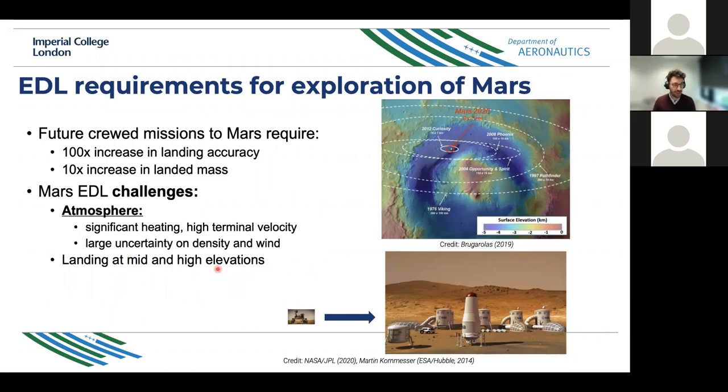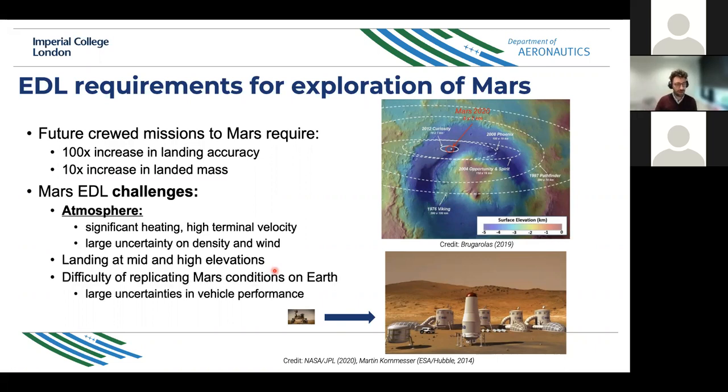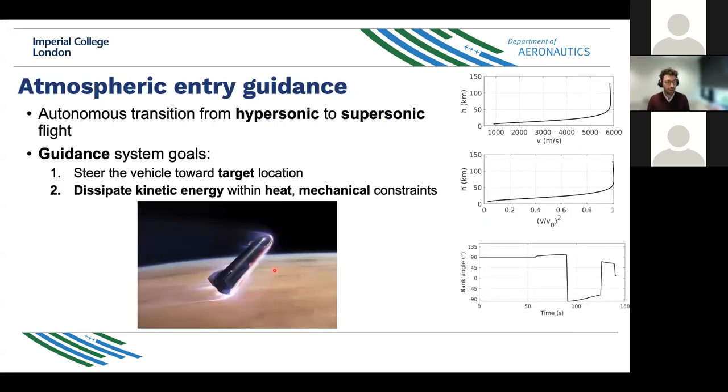Also, we would like to land in different regions of Mars at mid and high elevations, which hasn't really been done so far. This means that if you're higher up on the surface of Mars, there's less atmosphere that you can use to brake. And finally, it's quite hard to replicate Martian conditions on Earth because the atmosphere is very different. So we have also uncertainties in the performance of the vehicle because we can't test quite well on the ground. How do we actually guide the vehicle through the atmosphere?